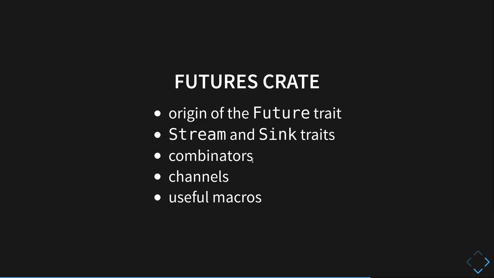It also has the Stream and Sink traits, more on that later. It has useful combinators, like for example, what you would have on Iterator, there are many methods you can call on it, like map and for_each and stuff like that. And you've seen one of them in my earlier code example. The and_then method was one of these combinators. They have channels to communicate asynchronously between tasks, and they have some useful macros.